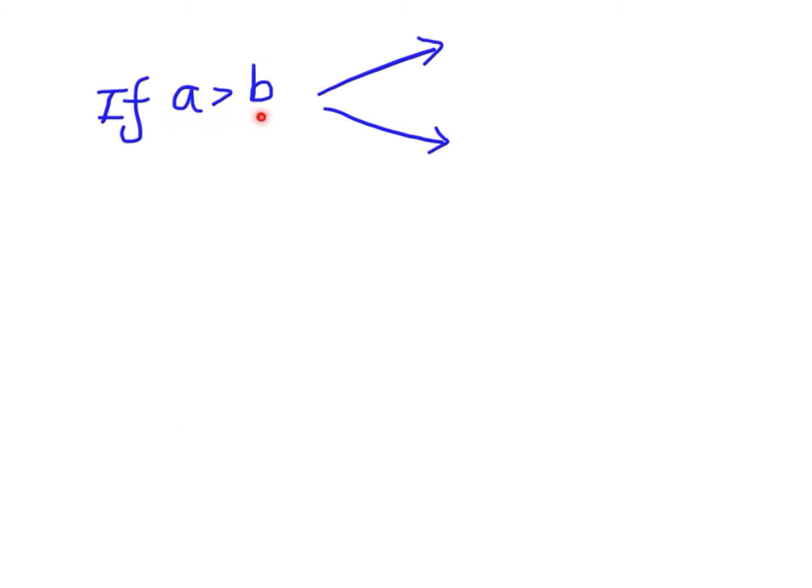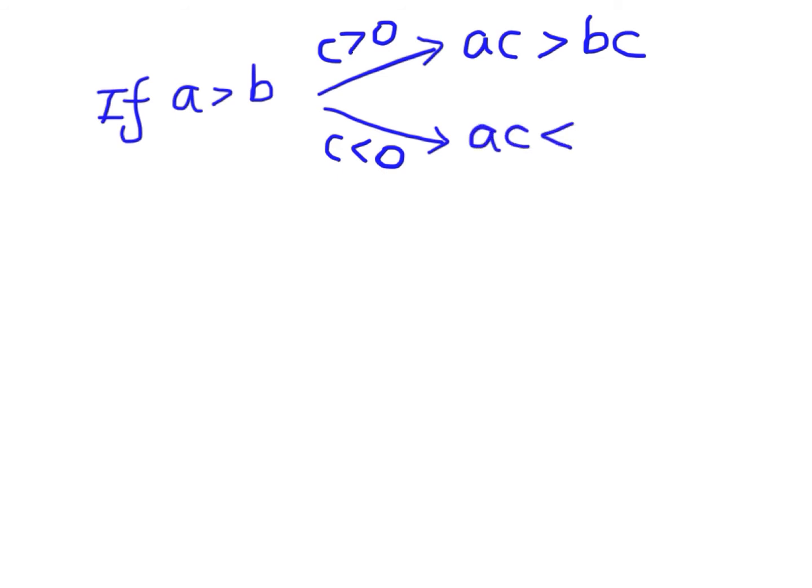If A is greater than B and C is a positive number, then A times C will also be greater than B times C. But things will be quite different if C is a negative number, C is less than 0. Then AC will be less than BC. And notice that in this case, the direction of the inequality sign has changed, has turned in the opposite way.